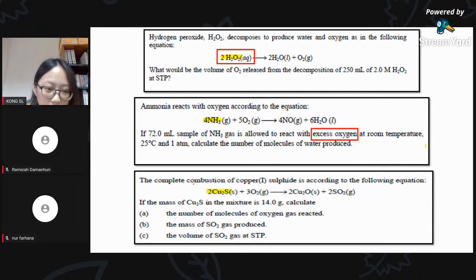Complete combustion of copper sulfide. Meaning that this one reacts completely during the combustion reaction. Okay, complete combustion. That's why Cu2S is the limiting reactant. Quite familiar, right? Because this is a tutorial question. In this case, we do not need to find the limiting reactant. We automatically find the number of moles for ammonia, we find the number of moles for copper sulfide, and then compare the moles of ammonia and the moles of copper sulfide for the rest of the questions. Okay?